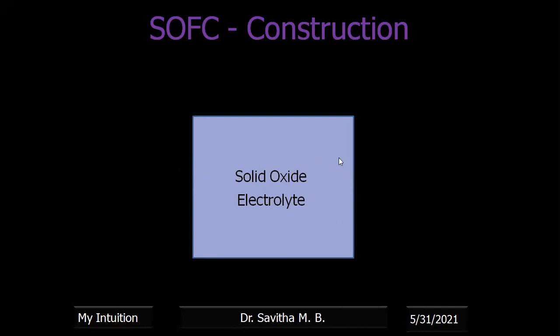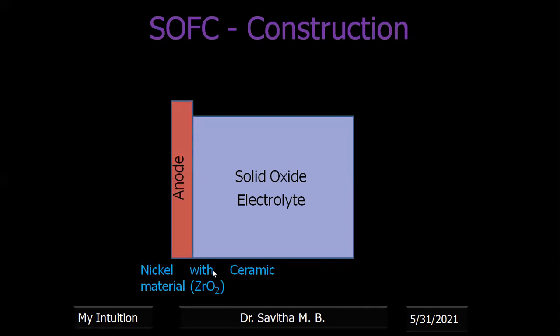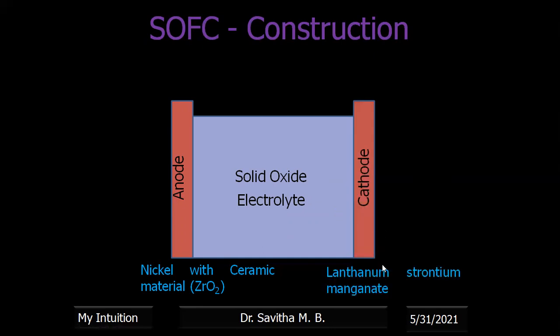Solid oxide electrolyte is a ceramic or a polymer electrolyte. That is also another fuel cell I've told in the classification. Now, in a solid oxide fuel cell, there is an electrolyte which is ceramic based. There is an anode made up of nickel with the ceramic material zirconia, which is doped. Next, you have a cathode wherein lanthanum strontium manganate is taken as the cathode electrode.